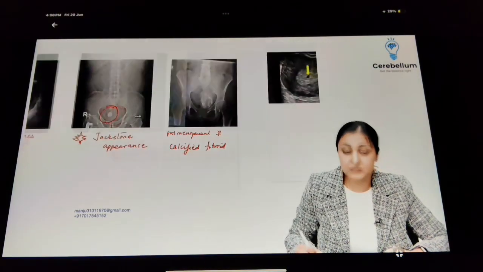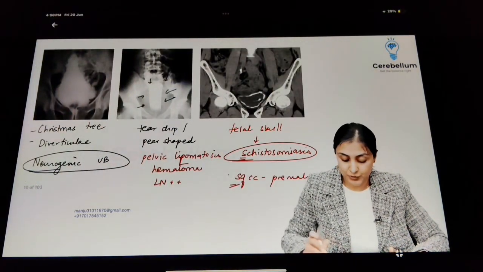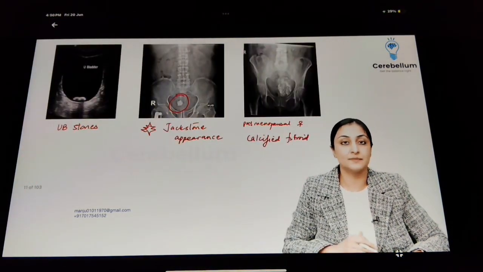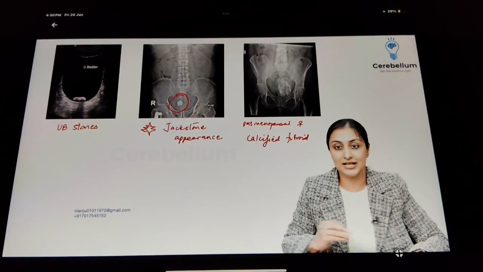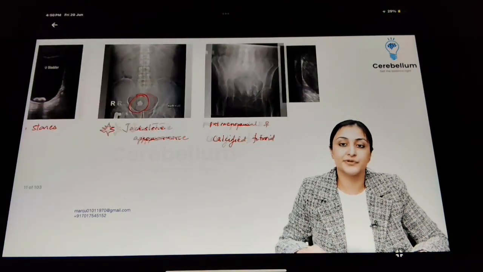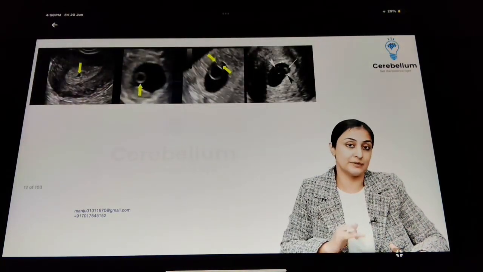So I wanted to discuss the three main types of pelvic calcification. You may see peripheral wall calcification of the bladder, that's schistosoma. You see a completely calcified stone, that's a UB stone. Lamellated, stippled sort of appearance, that is a calcified fibroid. The history is going to be very, very important.